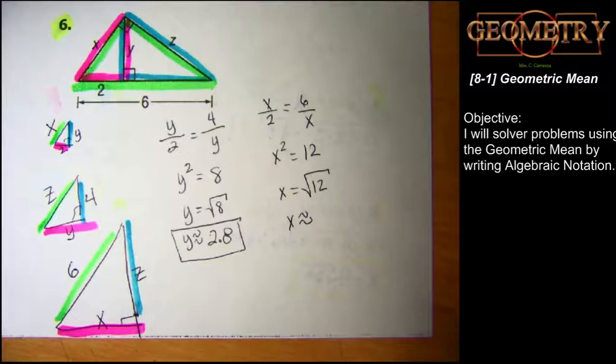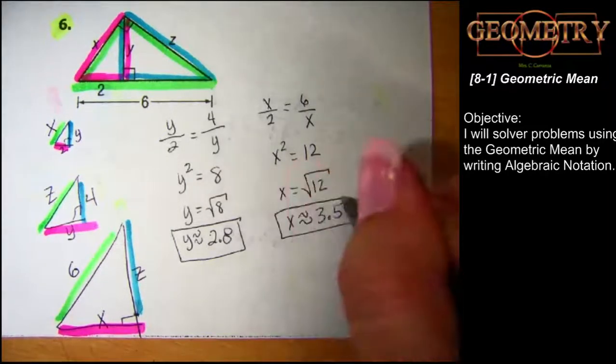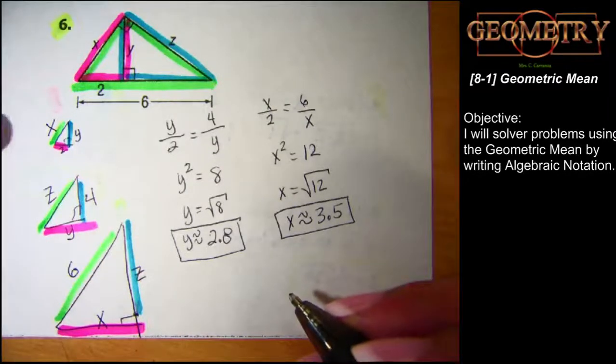Square root of 12 is a decimal rounded to 1 decimal place, the 10th place. Smaller than 4. 3.46, so that gives us 3.5 because we went to the 10th decimal place. Round to the 10th decimal place. X equals 3.5. All right, now we're going to do z.